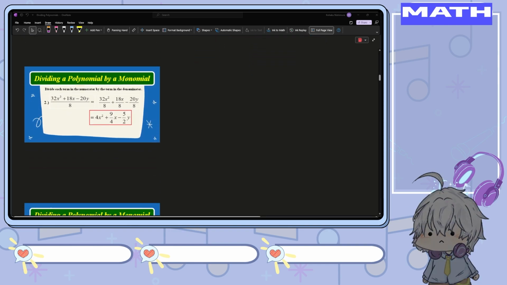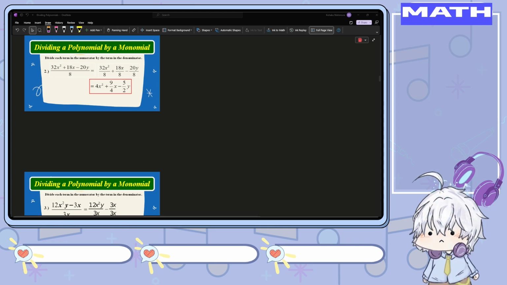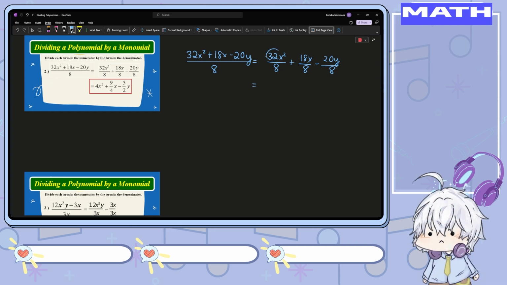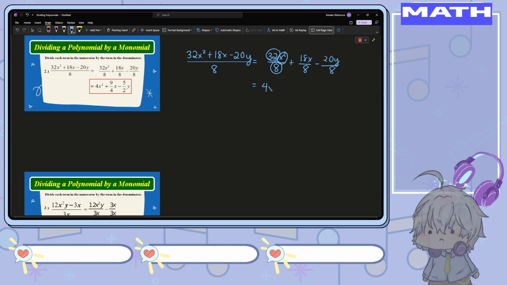Next, we divide a polynomial by a monomial, like this one as well. In this case, we have 32x squared plus 18x minus 20y divided by 8. Again, we divide that 8 to each one of them. So it would look something like 32x squared over 8 plus 18x over 8 minus 20y over 8. In this case, 32 and 8 divide evenly. So the answer is 4. And we are left with x squared.